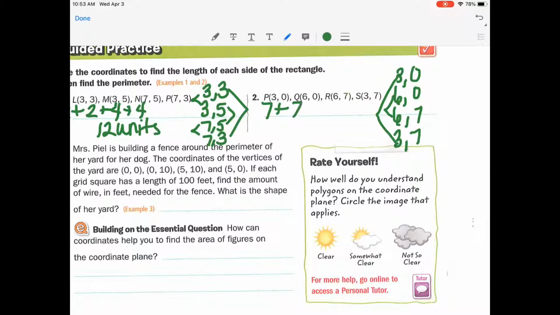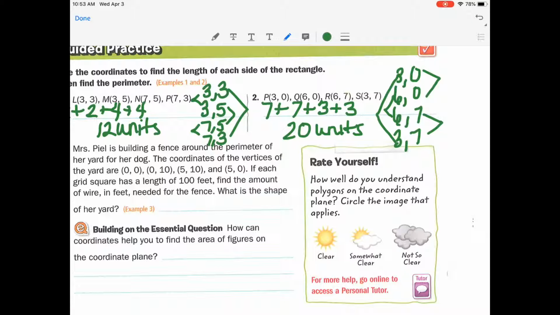And now I come back over here. My 0, 0 are the same, so 6 minus 3 is 3. I see 7 and 7 are the same, so 6 minus 3 is 3. When I add those up together, I know 7 and 3 make 10, so 10 and 10 is 20 units.